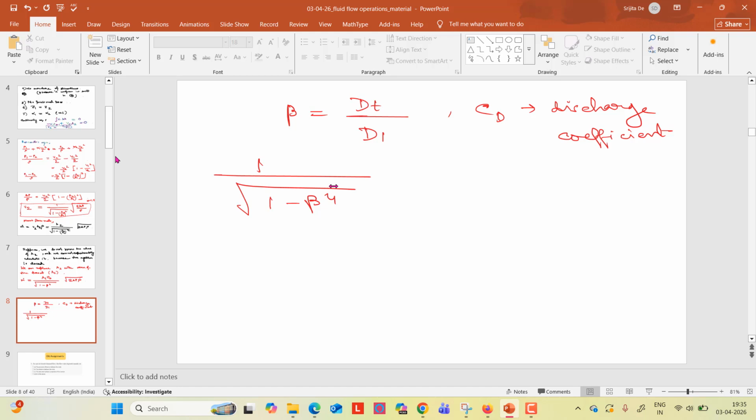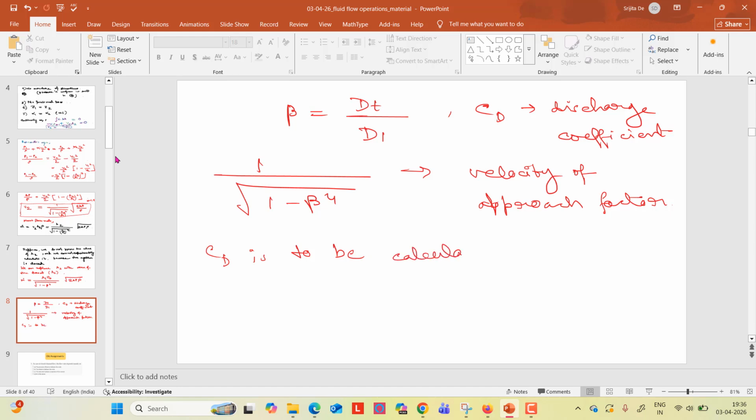So what this term together collectively is also called velocity of approach factor. Okay. And how is this CD coming? CD is to be calculated experimentally.